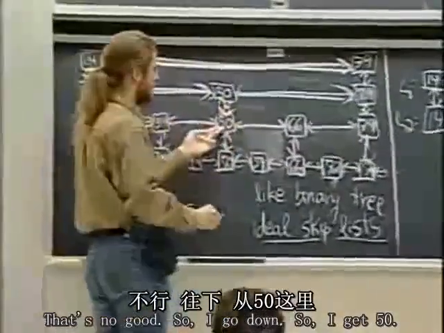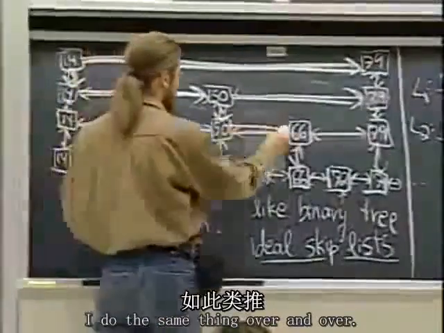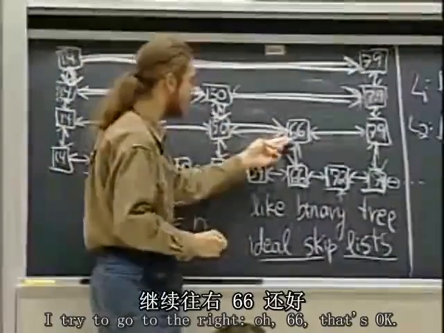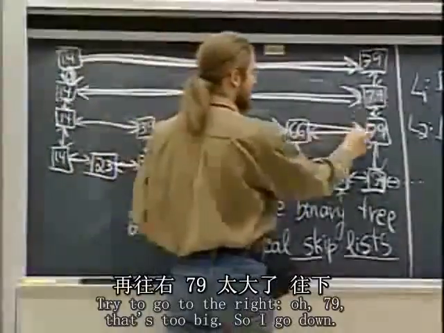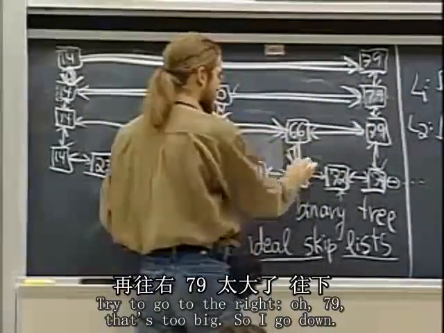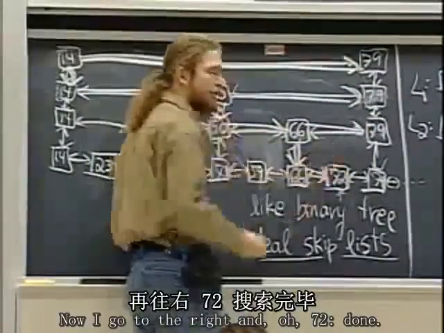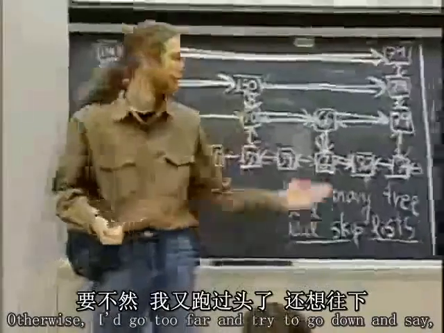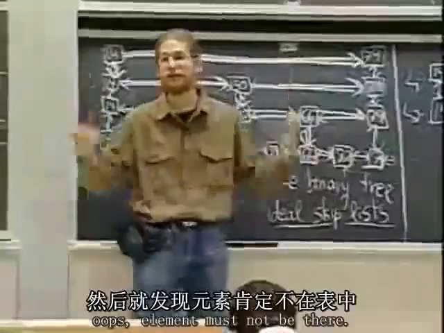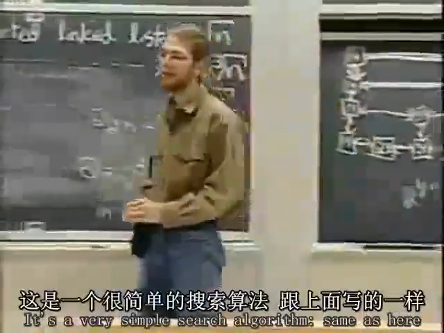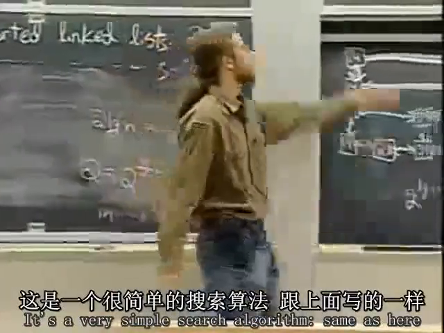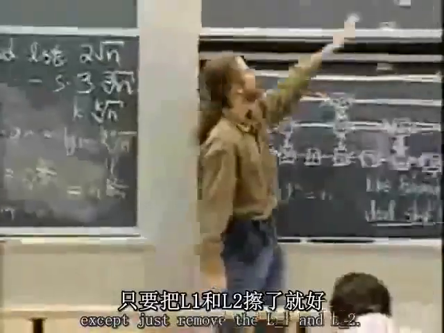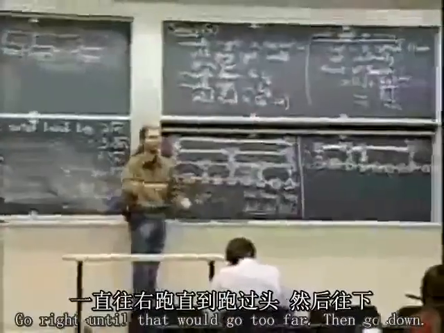So I get 50. I try the same thing over and over. I try to go to the right. Oh, 66, that's okay. Try to go to the right. Oh, 79, that's too big. So I go down. Now I go to the right, and oh, 72, done. Otherwise I'd go too far and try to go down and say, oops, element must not be there. Very simple search algorithm. Same as here, except just remove L1 and L2. Go right until that would go too far, then go down.